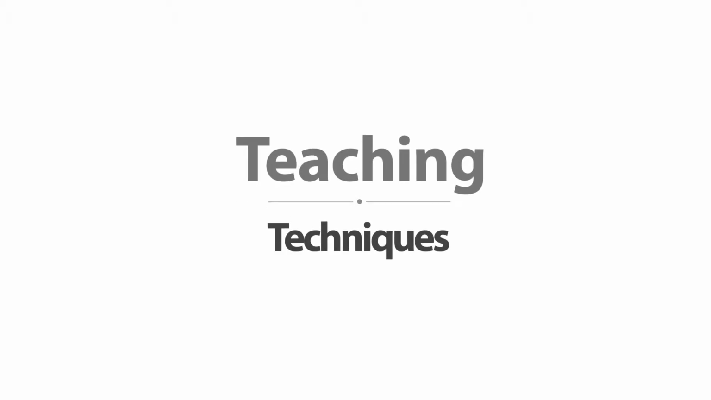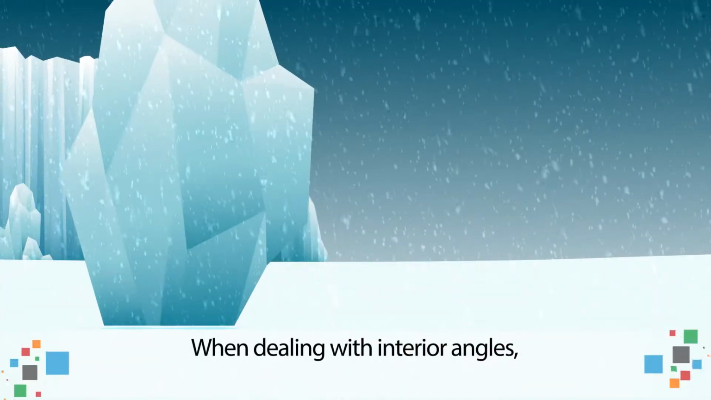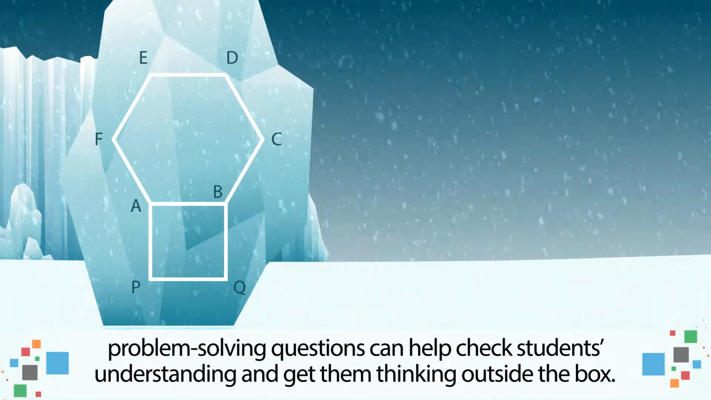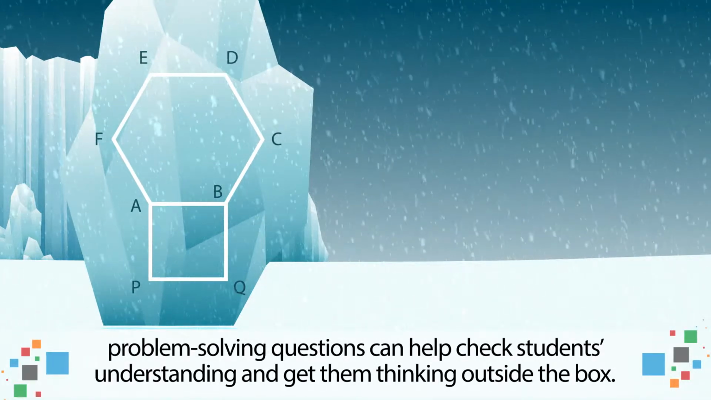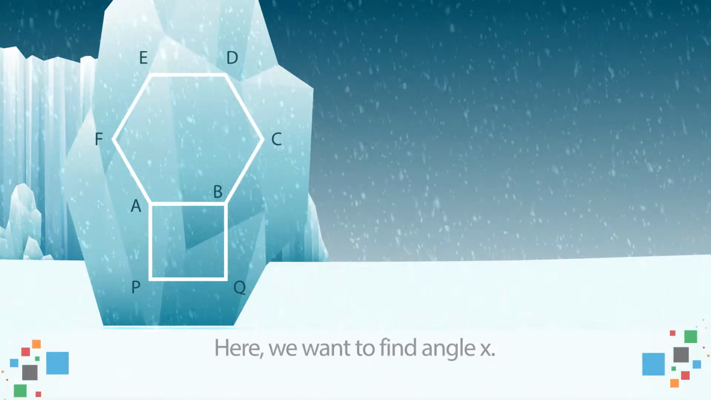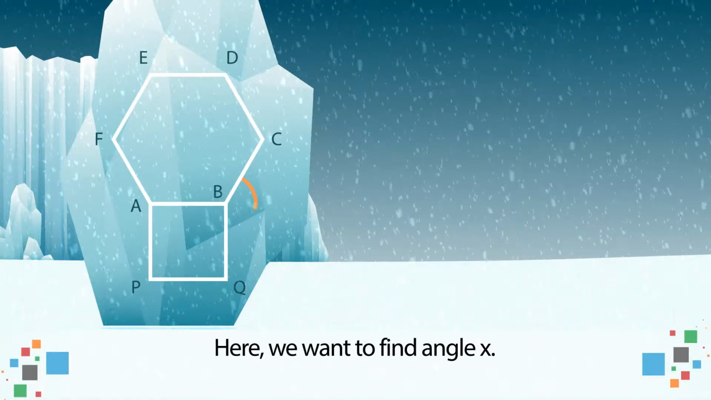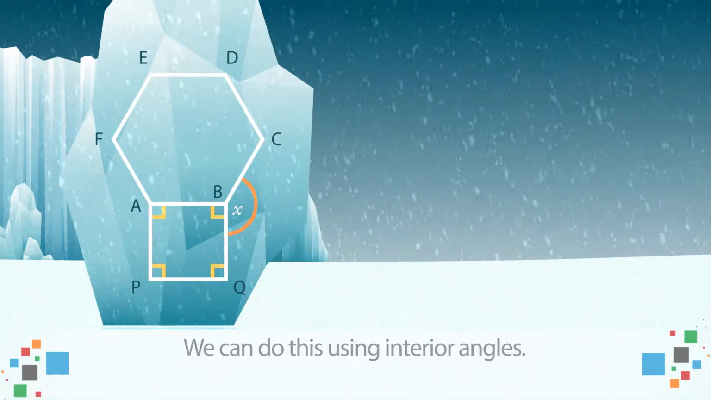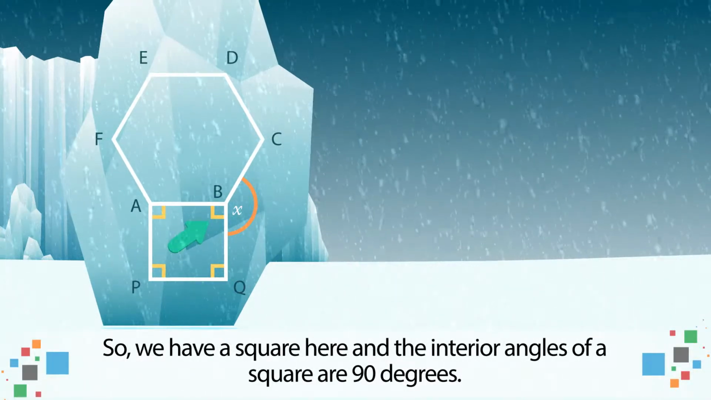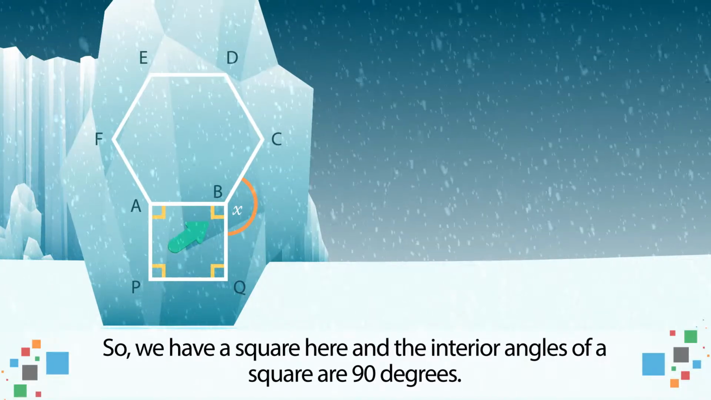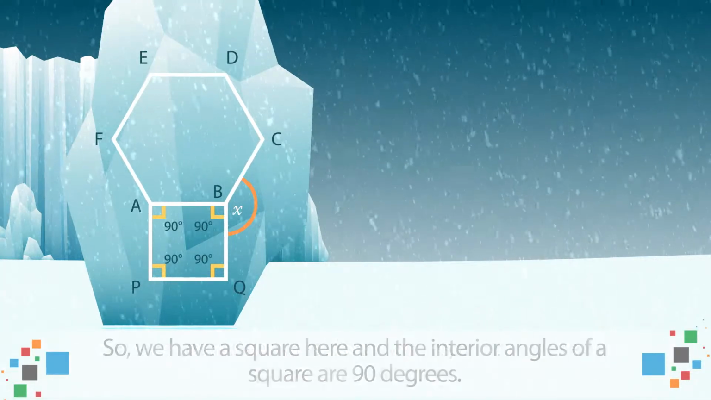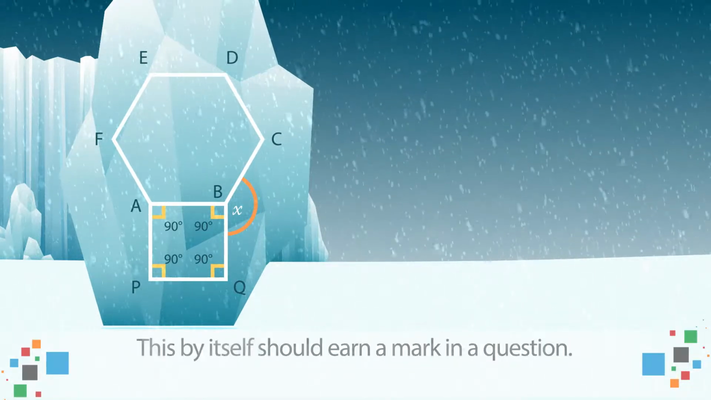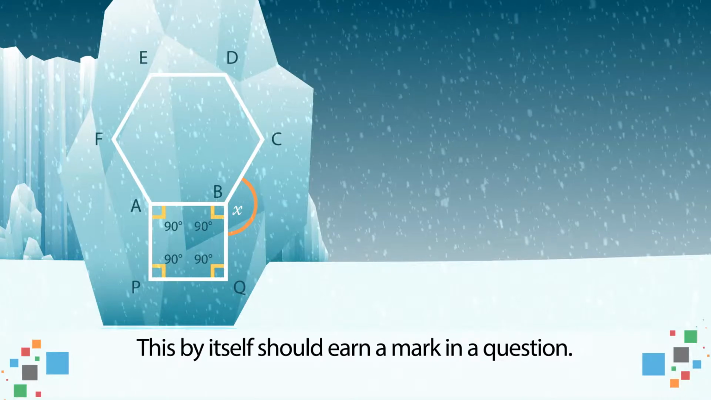Teaching techniques. When dealing with interior angles, problem-solving questions can help check students' understanding and get them thinking outside the box. Here, we want to find angle x. We can do this using interior angles. So we have a square here, and the interior angles of a square are 90 degrees. Each of these angles is 90 degrees, a right angle. This by itself should earn a mark in a question.